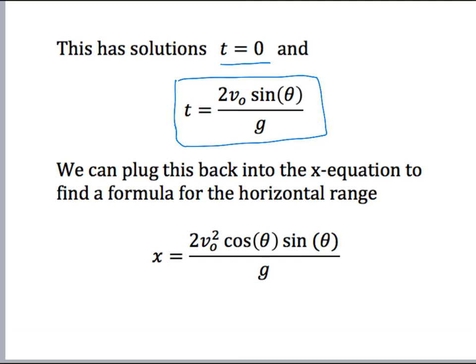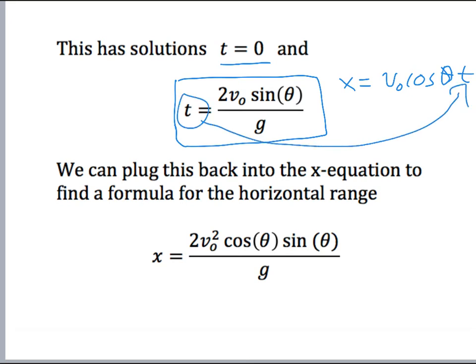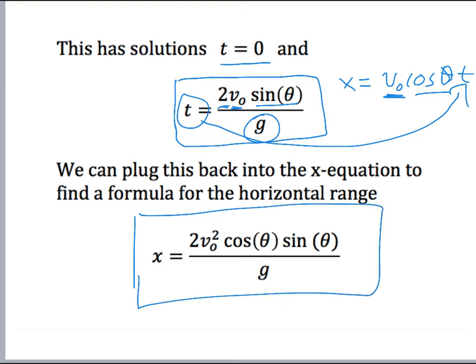Now keep in mind our x expression was x equals v naught cosine of theta times t. And so what I'm going to do is take this t and plug it in right there. And so I'll get 2 v naught, another v naught will make v naught squared, sine of theta, cosine of theta, all divided by g. And so that's what I end up with, and this is an expression for the x position as a function of the angle.